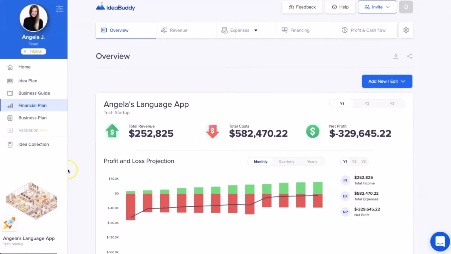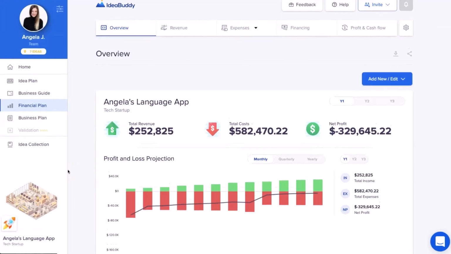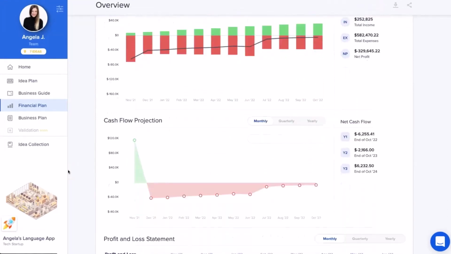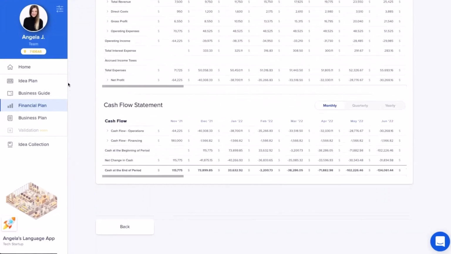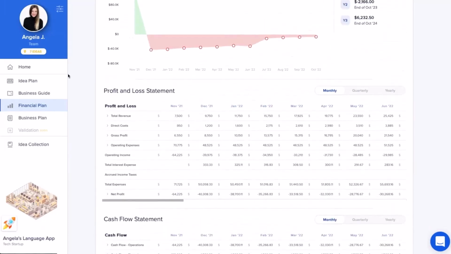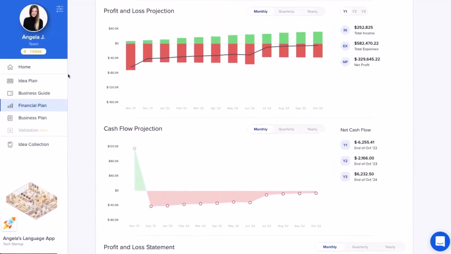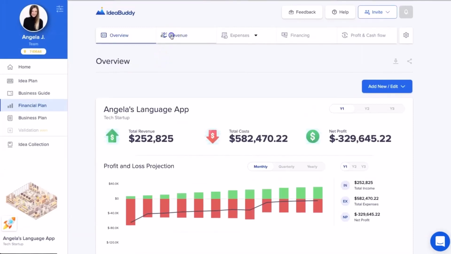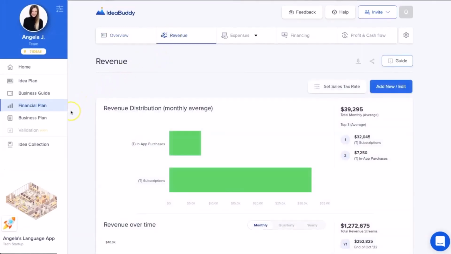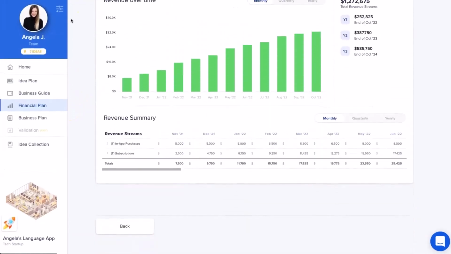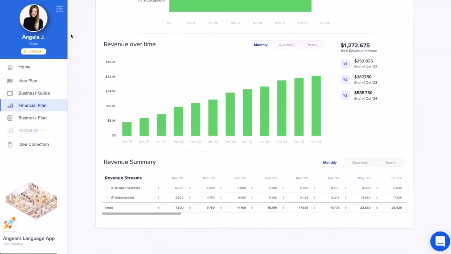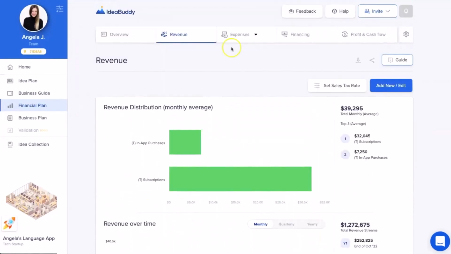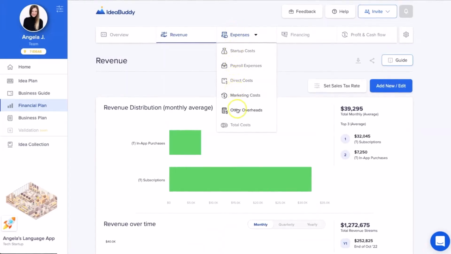Once you're inside the financial plan, you will see that there's a profit and loss statement, your cash flow projections, all the other KPIs you need to be confident about the future of your business. So you can really navigate through all of this. You can look specifically at your revenue, how much money is coming in over time. You can get a summary. You can look at your expenses very specifically. You can look up your startup costs, your payroll expenses, your direct costs, marketing costs, other overheads, and of course your total costs.